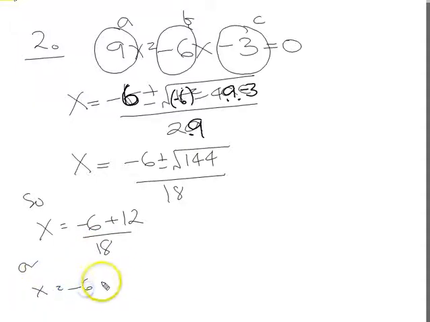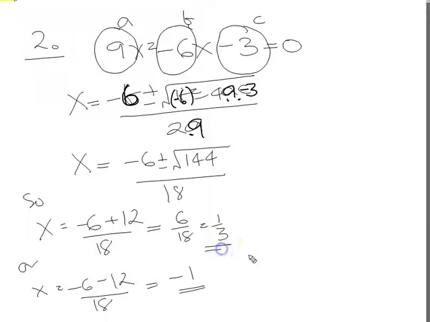or x equals minus 6 minus 12 over 18, yeah? So this will give you 6 over 18, which is a third, and this one will give you minus 18 over 18, which is minus 1. So there we are. There's the two roots.